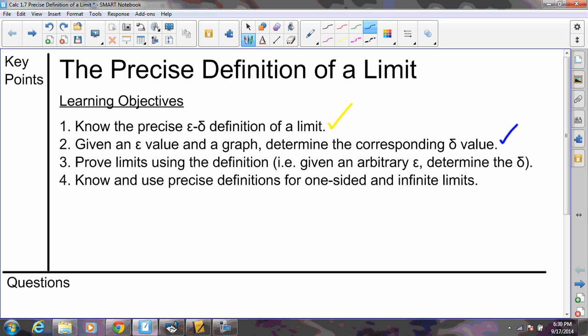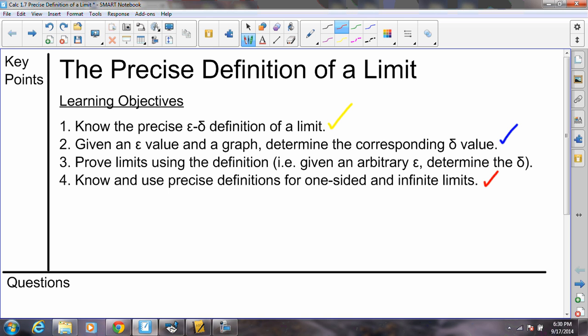Third learning objective. If you're given an arbitrary epsilon, so instead of a specific number, an arbitrary variable epsilon, figure out the delta value that will work for it. That's the whole scratch work stuff that we were doing. And finally, know and use the precise definitions for both one-sided and infinite limits. The process is the same on all of them.